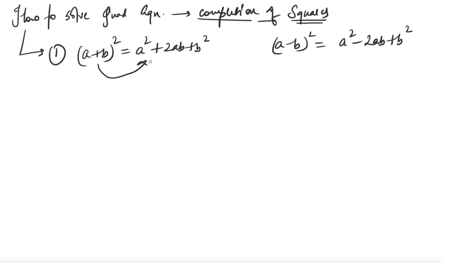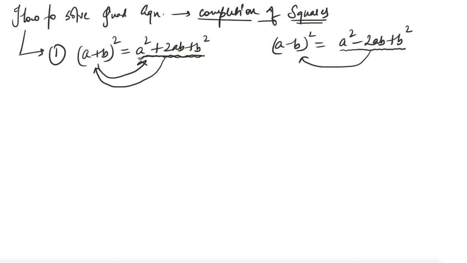Simple. But have you ever thought that if in any expression you can see this particular pattern of three different terms, you can always write it using this. Or in the same case, if you see a square minus 2ab plus b square, you can always write it in the form of (a minus b) whole square. This is an important concept that we'll be using in the method of completion of squares.